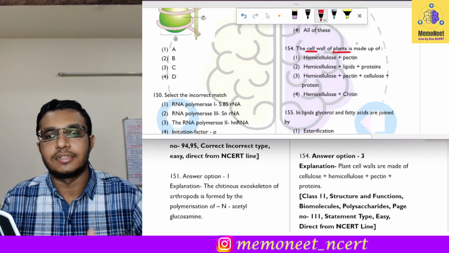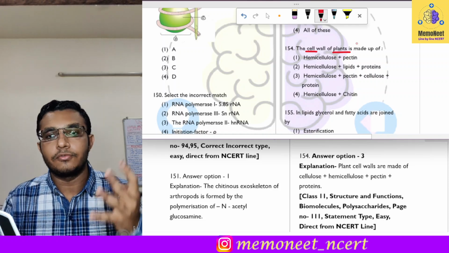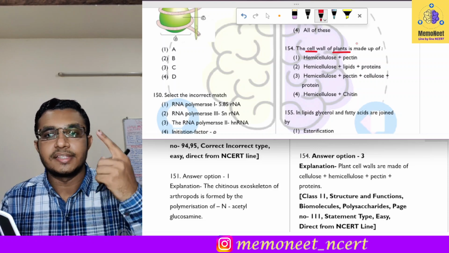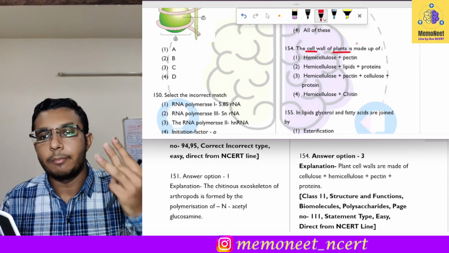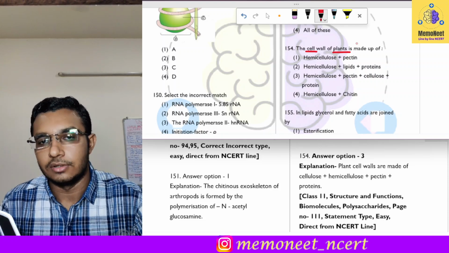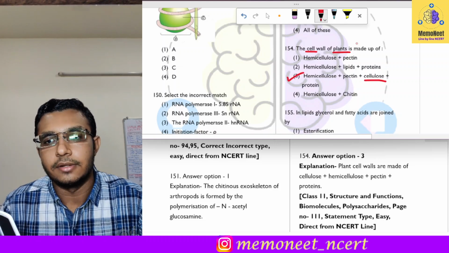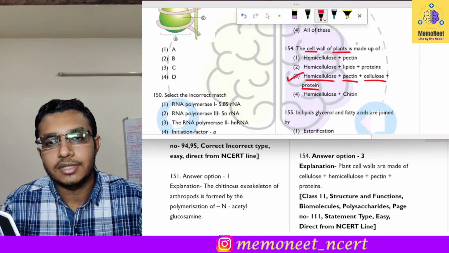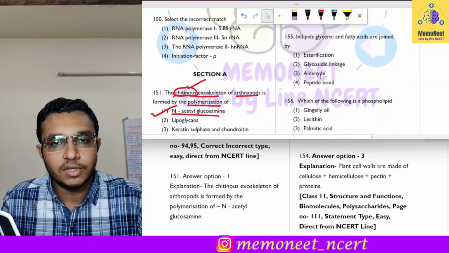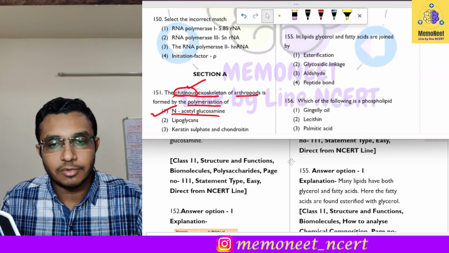dash. Now the cell wall of plants consists of four substances: cellulose, hemicellulose, pectin, and proteins. So the correct answer of this question will be option 3, that is cellulose, hemicellulose, pectin plus proteins. Moving on to the next question, that is question number 155.